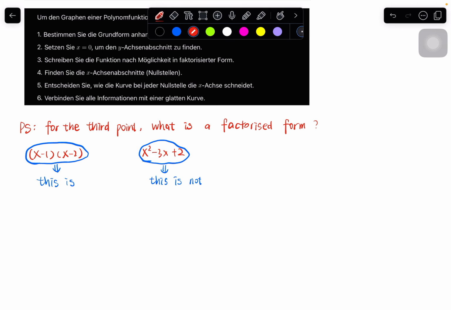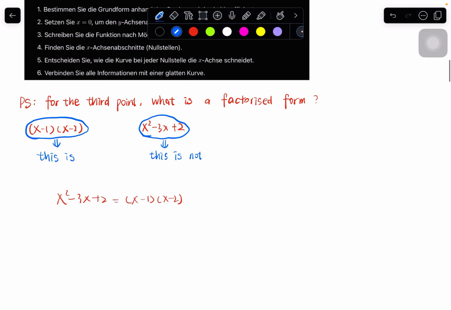If you say x squared minus 3x plus 2 equals (x minus 1) times (x minus 2), here they are actually the same thing, right? So they are the same function. If we write this, this is a factorized form, and this is not. The factorized form is the form you get when you do the factorization. Okay, so that's quite easy.